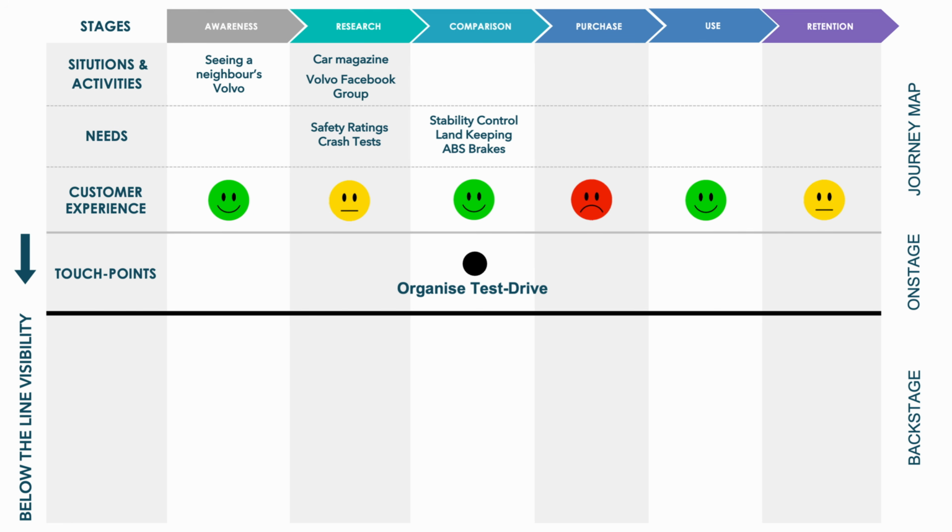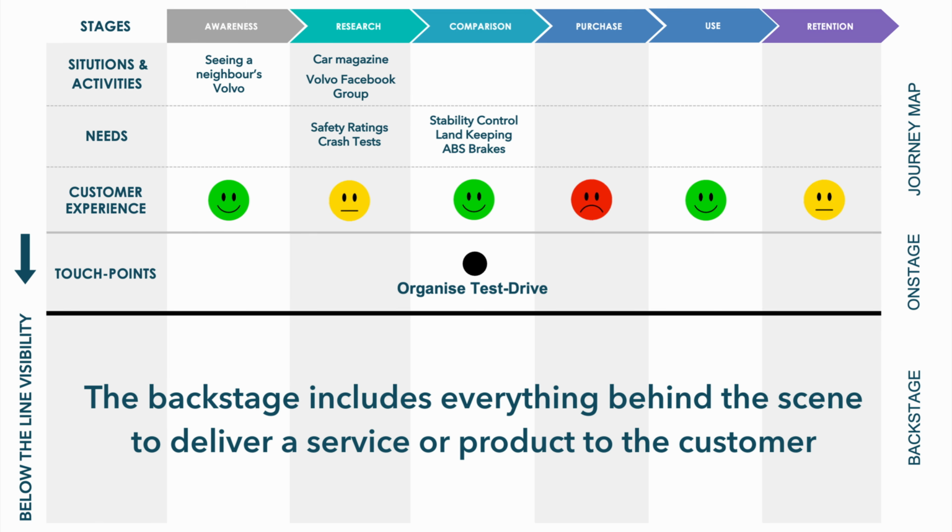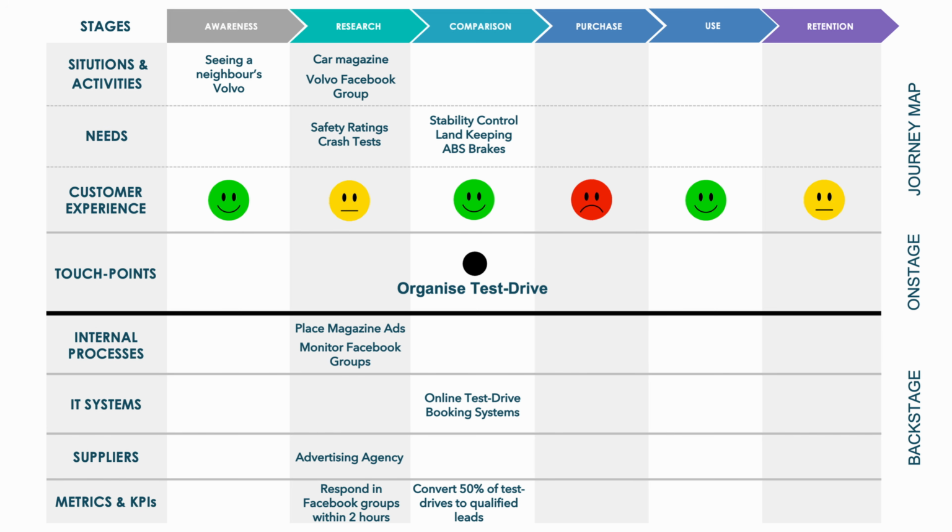The backstage is below-the-line visibility, and it includes everything that happens behind the scenes to deliver the service or the product to the customer. It is often not visible, but includes internal processes, suppliers, and IT systems. The customer experience, on stage and backstage, must all hum harmoniously together to deliver a great customer experience and return a profit to the organization.